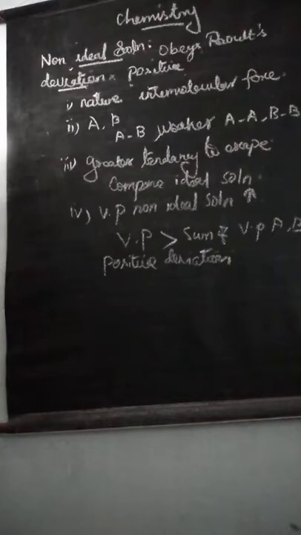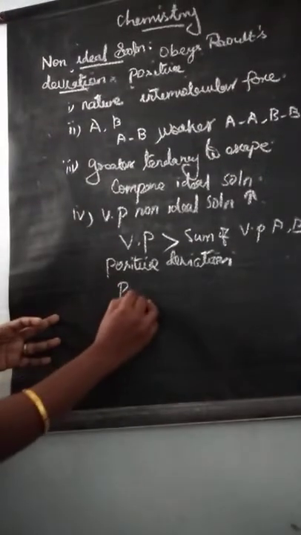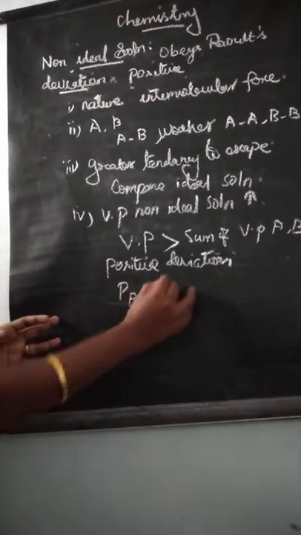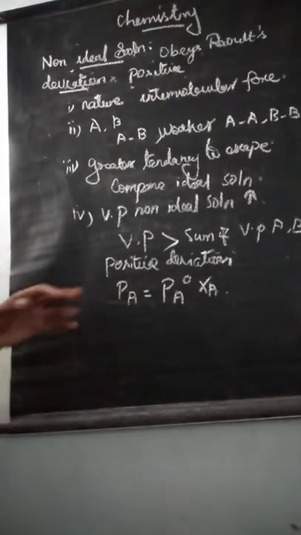Understand? And we can tell the formula. You know the formula, Raoult's law. Raoult's law formula is PA is equal to PA naught into XA.